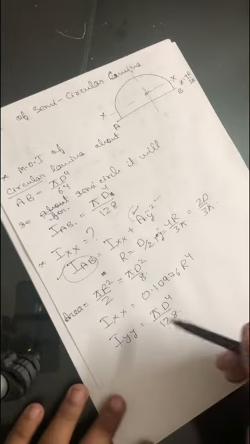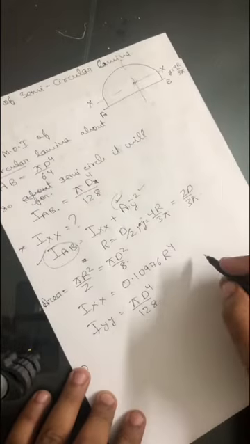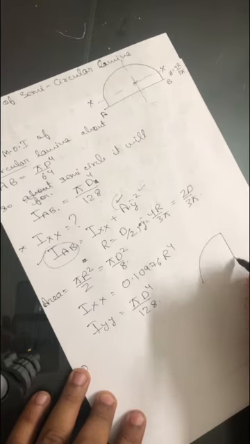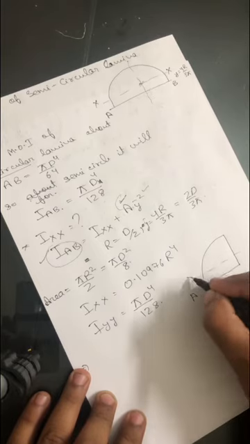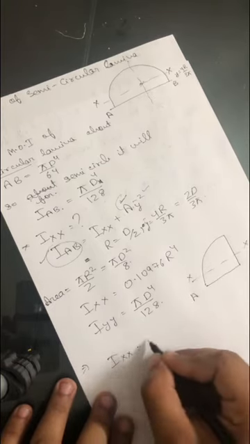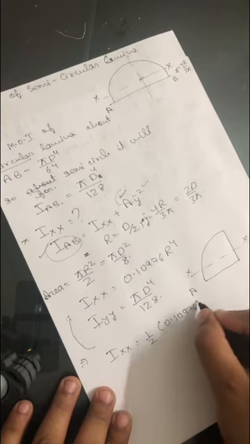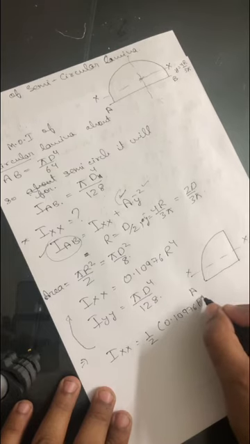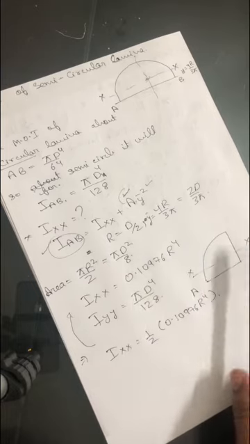Similarly, suppose you want to find it for a quadrant. So this is our quadrant, and if you are interested in finding about XX, it will be half of whatever is there for the semicircle, that is half of 0.10976 R^4. Okay, so these are the different cases.